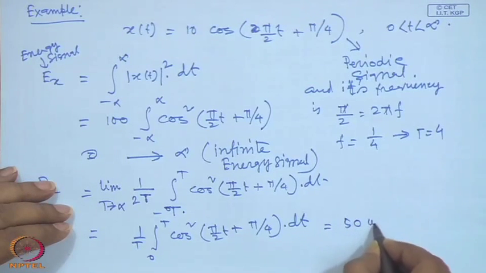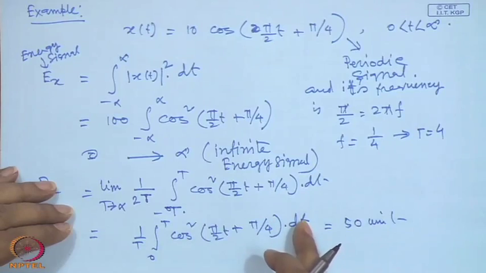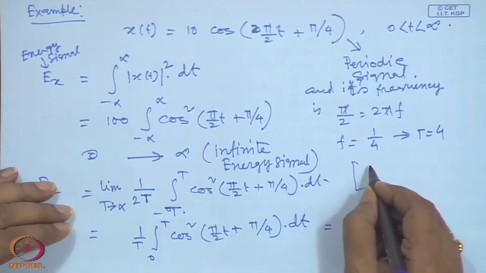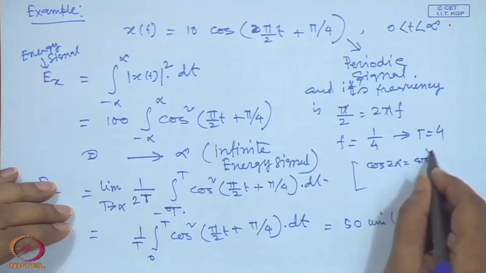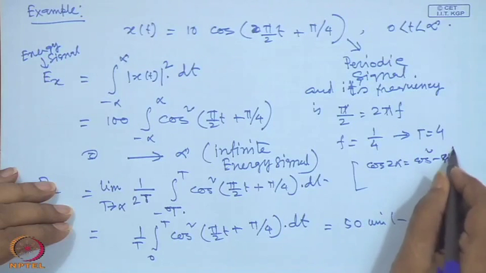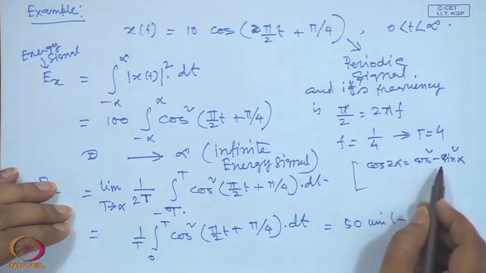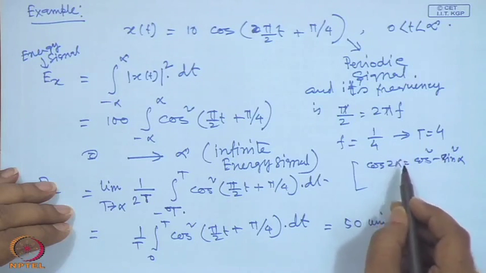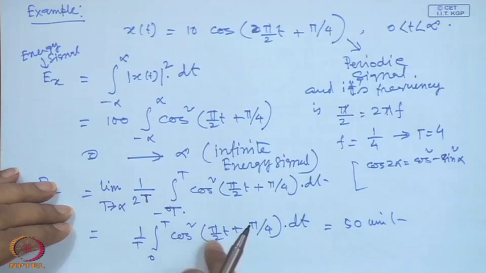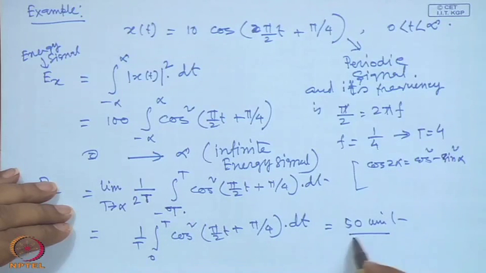50 unit. This is cos squared, you just convert it using the formula cos 2 alpha equals cos squared alpha minus sin squared alpha. Agree? So, twice of this, that means cos squared alpha is 1 plus cos 2 alpha by 2. Convert into that and then integrate, you will get 15 unit, check.